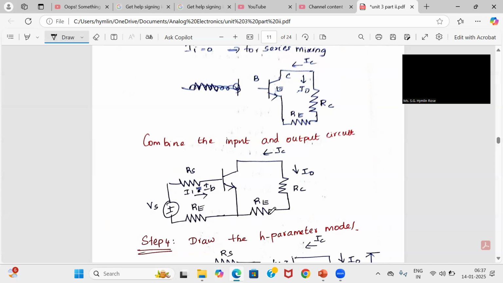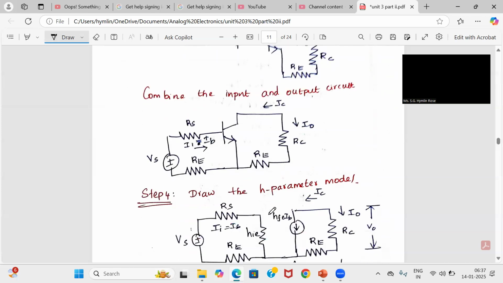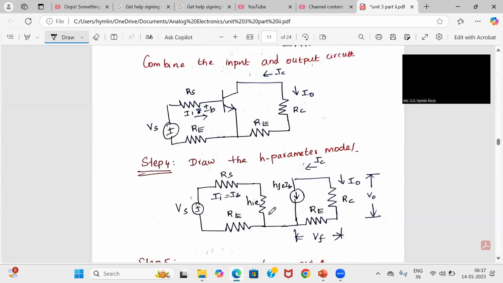So combinedly you draw both the input and output circuit. Step 4 is you have to draw the H parameter model for the above circuit. H parameter model means you have to replace the transistor with the input resistance HIE and the current source HFE IB. So as you know, this is your H parameter model for the transistor.